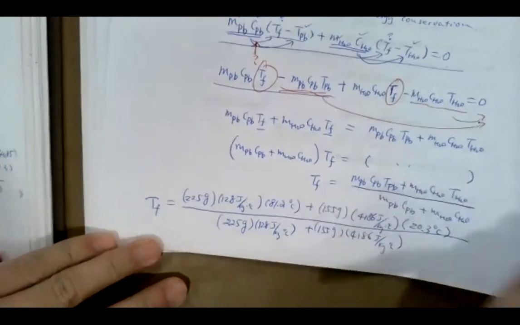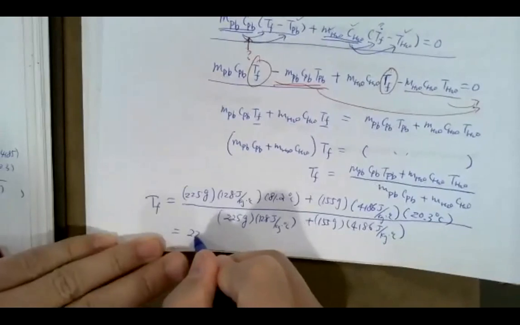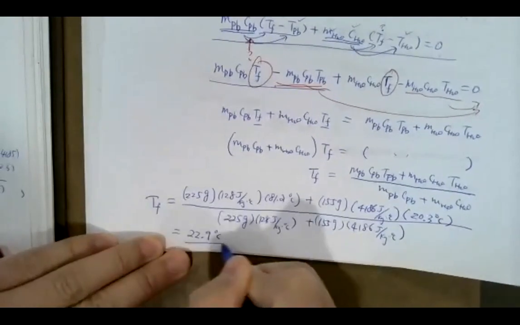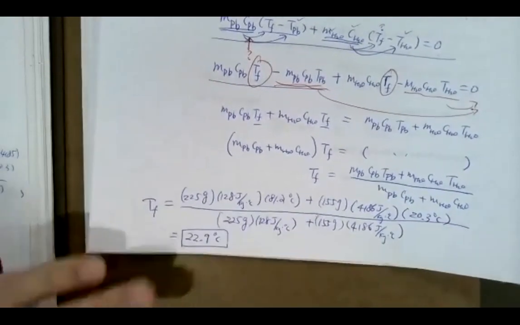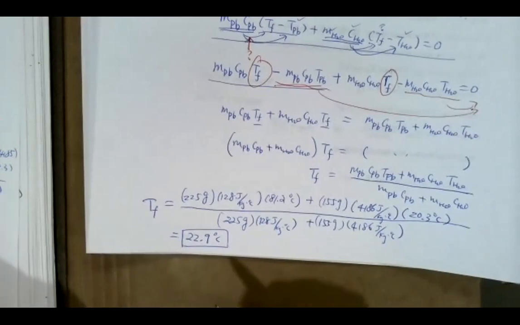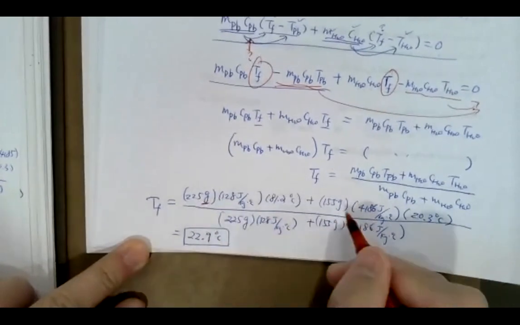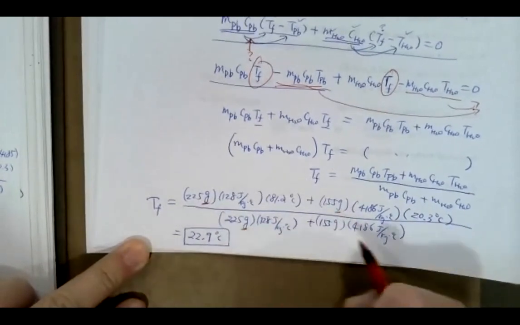Then your final answer is going to be 22.9 degrees Celsius. Okay. Now in here, I didn't convert grams to kilogram, okay, because there's gram here, gram here, gram here, gram here.